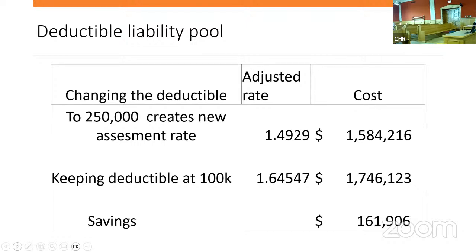So anyway, y'all had asked me to look at what the savings would be if we changed our deductible on the liability pool. Based upon their rates, if we changed our deductible to $250,000, for example, our cost would go down about $162,000. But we would have to suffer that difference, $150,000 per claim. And I wouldn't recommend changing our deductible right now. You would or would not?